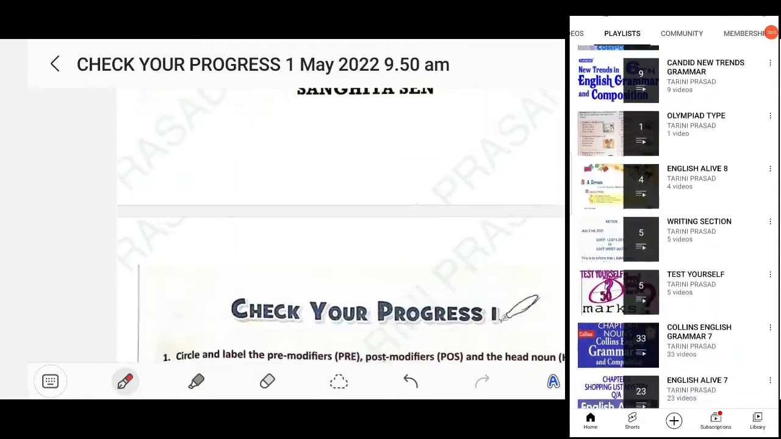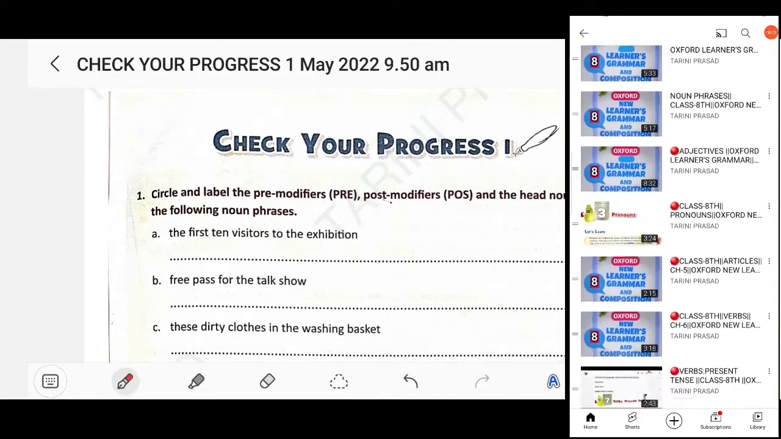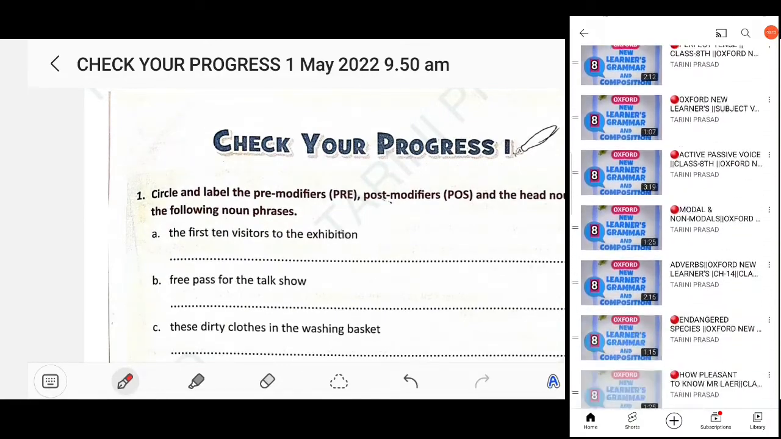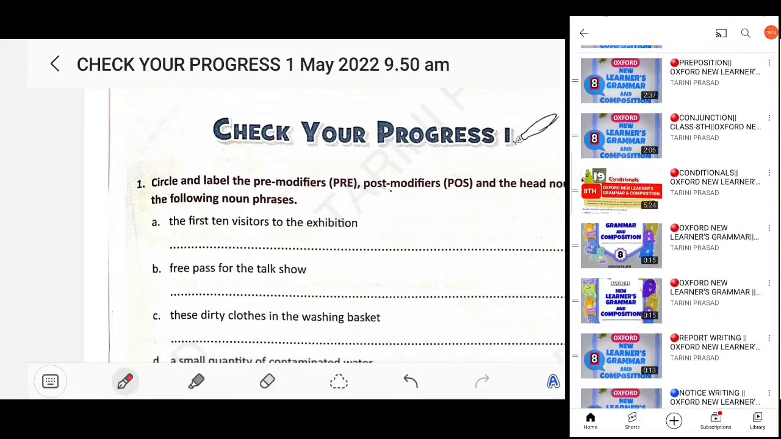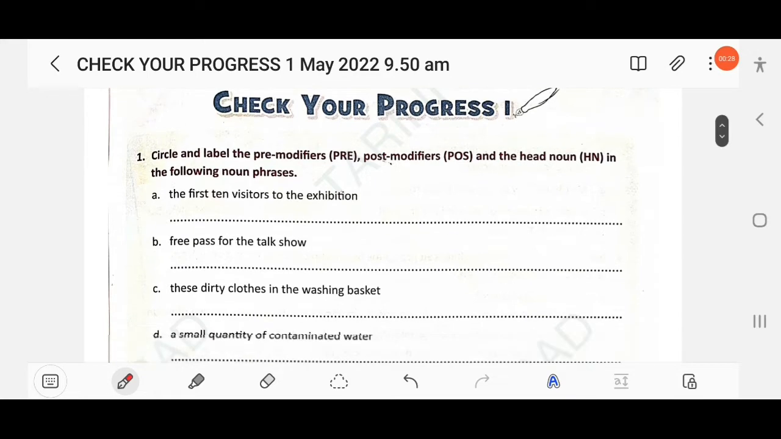Check your progress 1. If you have not watched the previous chapters, look at the screen. You can go to the playlist section and watch them. Here, circle and label the pre-modifiers, post-modifiers and the head noun in the following noun phrases.